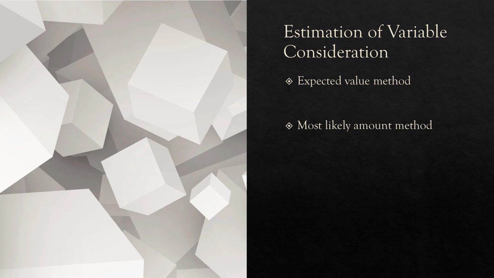Estimation of variable consideration. There are two ways. First is the expected value method. This method involves calculating the sum of probability-weighted amounts in a range of possible consideration amounts. Second is the most likely amount method. This method involves identifying the single most likely amount in a range of possible consideration amounts. The choice of method depends on which one better predicts the amount of consideration to which the entity will be entitled.